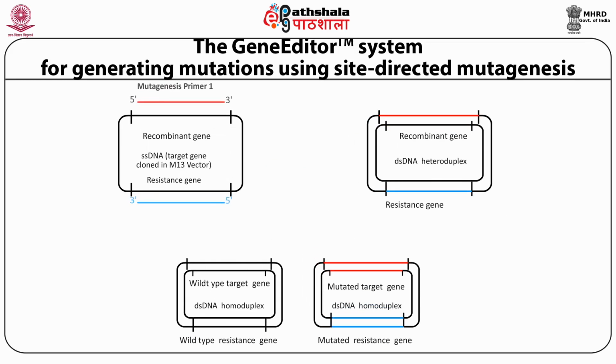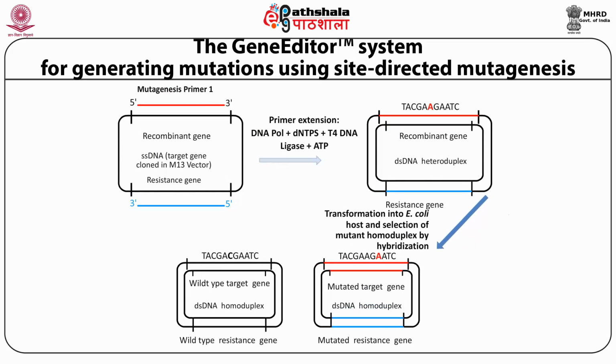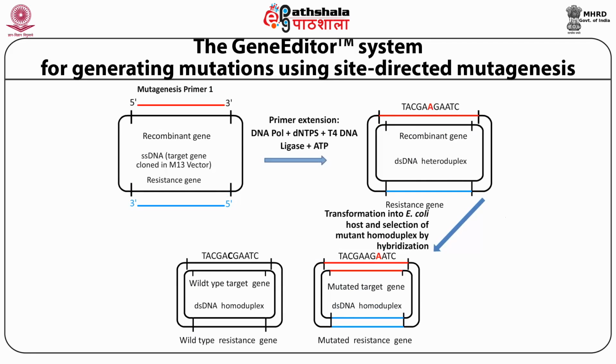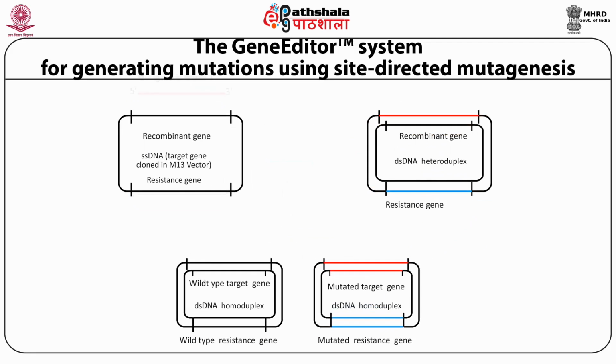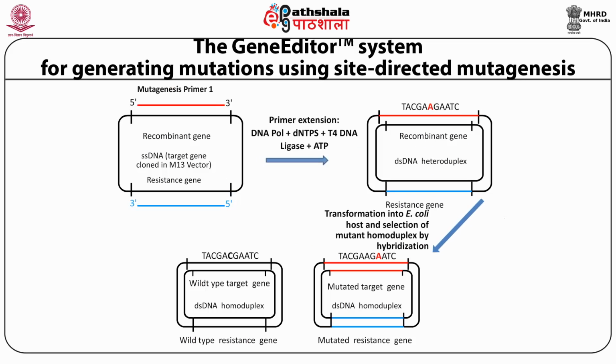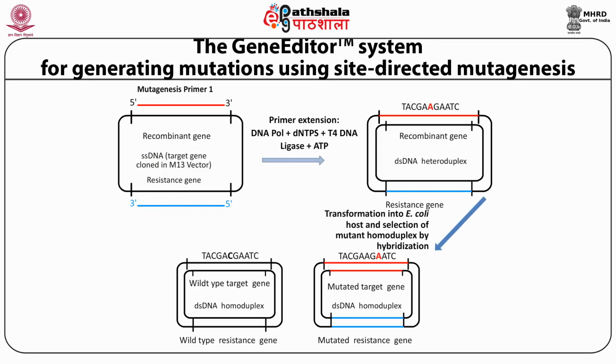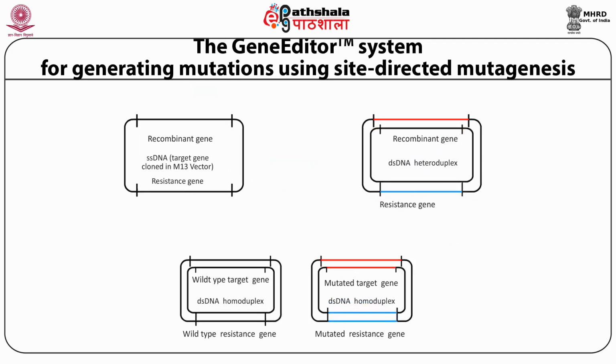Once this reaction has been completed, this heteroduplex is again transformed into the E. coli host. And now again, once the E. coli host has been transformed with this DNA heteroduplex, it would lead to the generation of double-stranded homoduplexes of the mutated target as well as the wild-type target. But here we can see that the mutated double-stranded fragment has a mutated resistance gene.